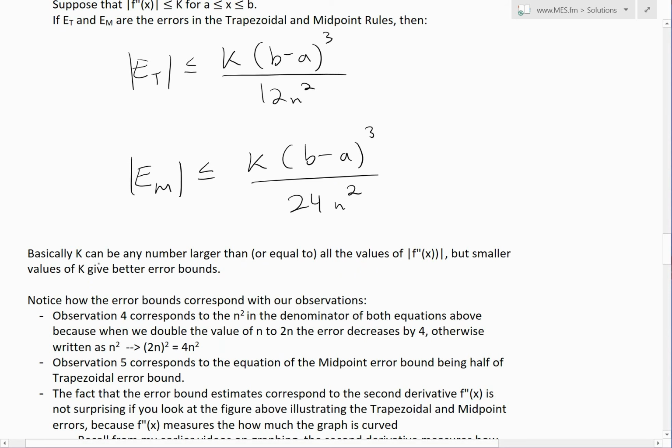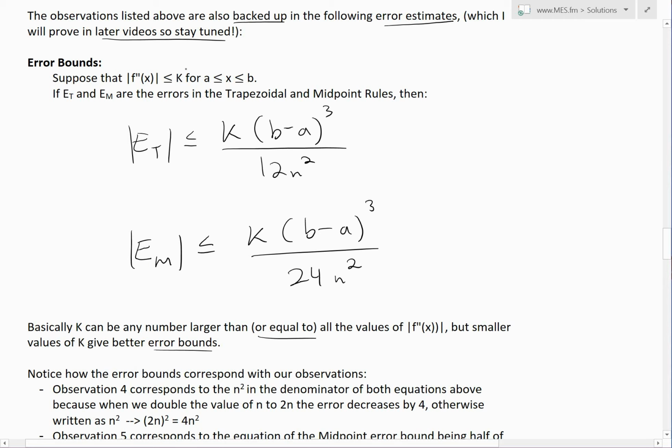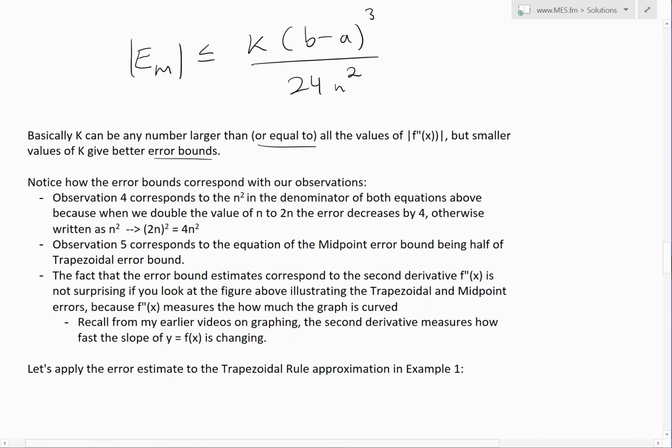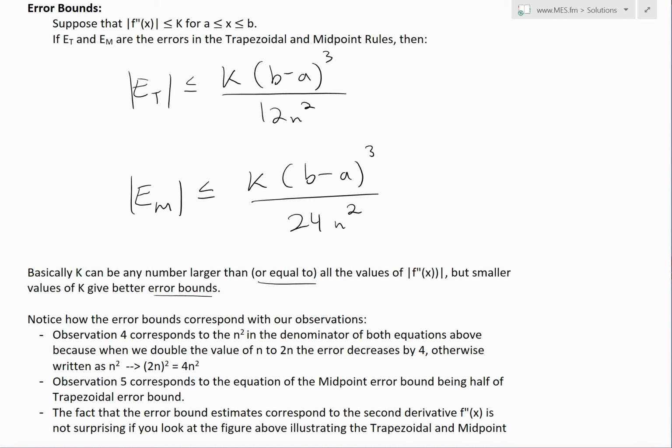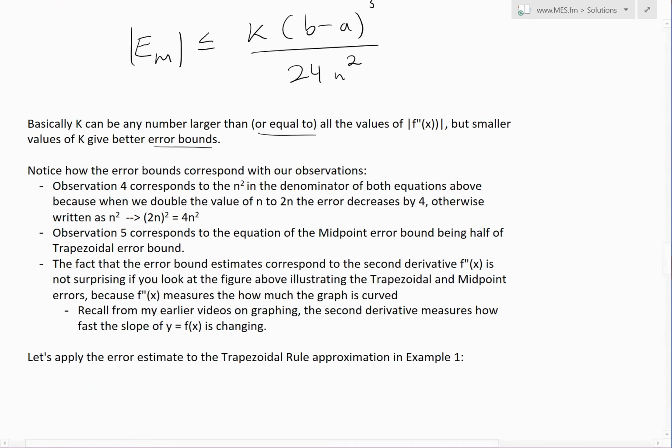And now this number k can be any number larger than or equal to all values of the second derivative of f of x right here. But smaller values give better error bounds. So this could be pretty much anything. It just says that when you're trying to see what the estimate is, k needs to be greater than or equal to any value of the second derivative you're looking at. So it can't be less than it in the error estimate. And again, it could be anything greater because it's an estimate. This is a maximum estimate, so it just means that the error is going to be less than it. If you put a large value of k, it still holds true, but you want the smallest one possible.